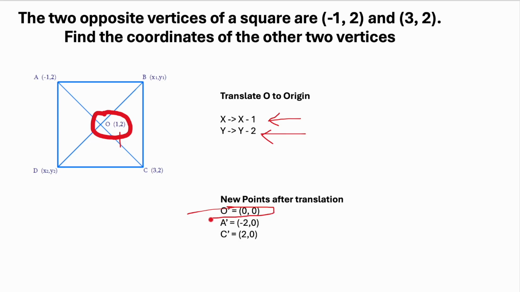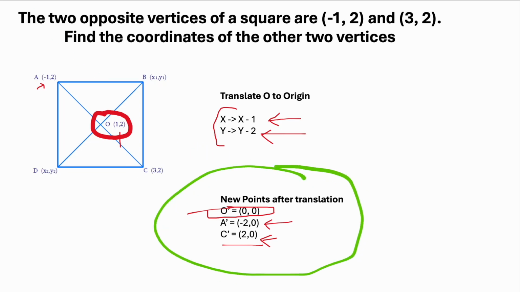So origin, the O dash, will be 0, 0. A dash: x of A was -1, so -1 minus 1 is -2. So A dash x is -2 and y is 2, so 2 minus 2 is 0. So thereby -2, 0 is A dash. Similarly, C dash: if you apply this translation on C, 3 minus 1 will become 2 and 2 minus 2 is 0. So 2, 0 is the coordinate of C dash. So now we have done the translation. So these are the new points after translation.